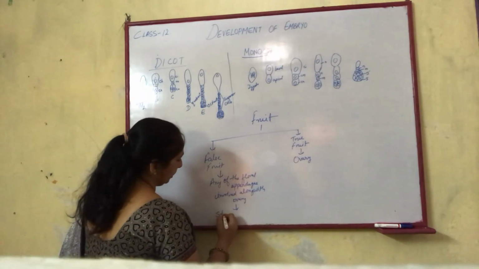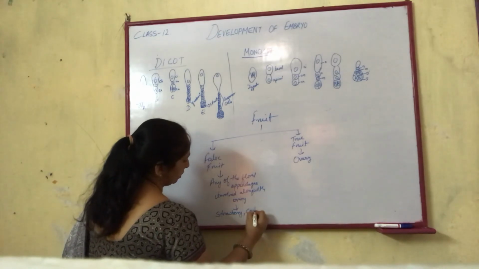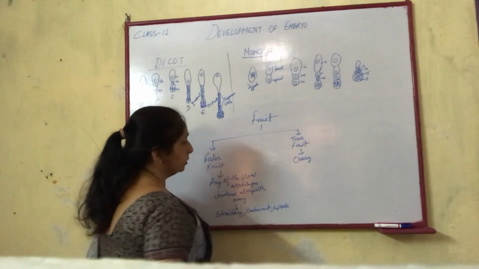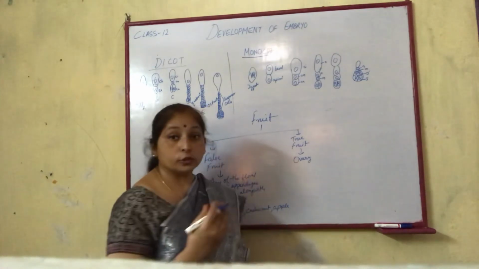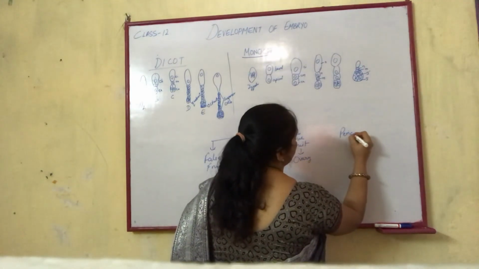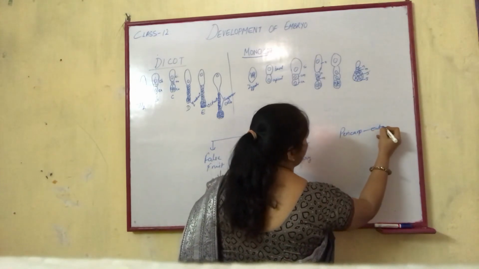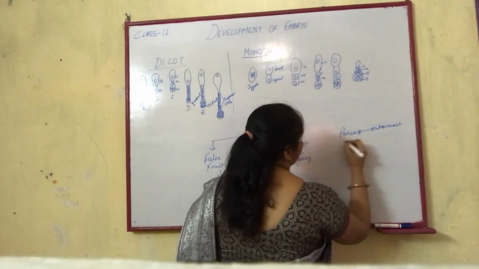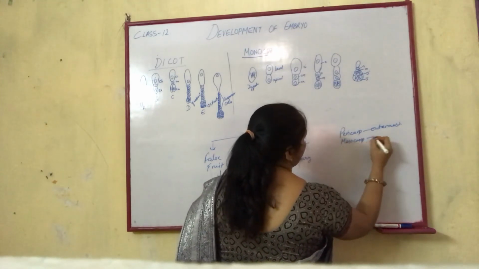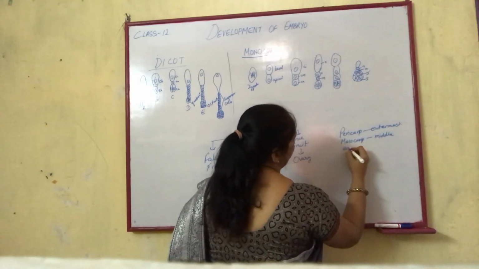Examples are strawberry, cashew nut, and apple. These are the true and false fruit formation processes. Then the fruit has 3 layers of coverings: the outermost pericarp, the middle mesocarp, and the inner one is the endocarp.